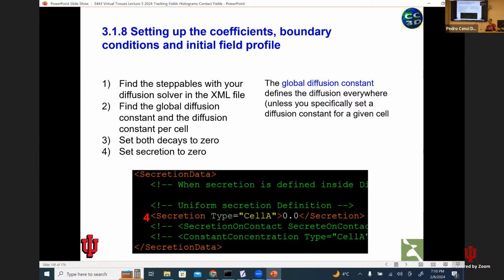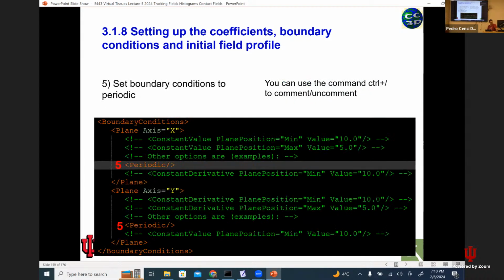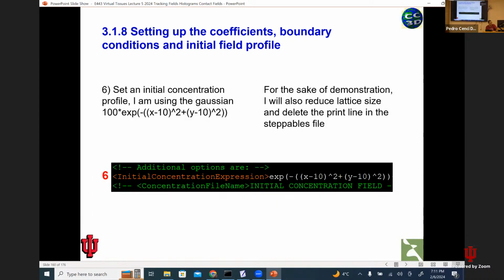You can also specify secretion per cell. If a cell is secreting, this acts like constant derivative positive, okay? Time derivative, a constant rate. You also can specify the boundaries. There is a section called boundary conditions. You can choose periodic, constant derivative, constant value, all those we discussed. In the case of constant value or constant derivative, you always assign a value. Specify a value like 0, 1.